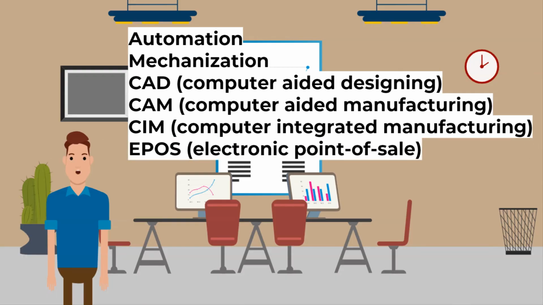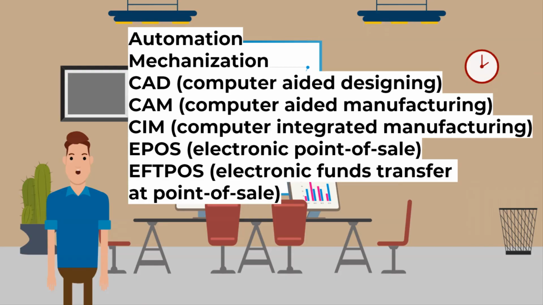EPOS, electronic point of sale. Used at checkouts or tills where the operator scans the barcode of each item bought by the customer individually. The item details and prices appear on the screen and are printed on the receipt. They can also automatically update and reorder stock as items are bought.